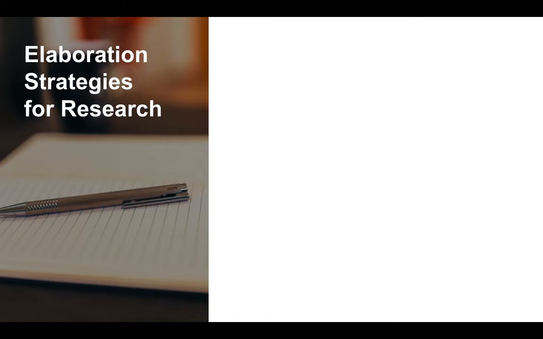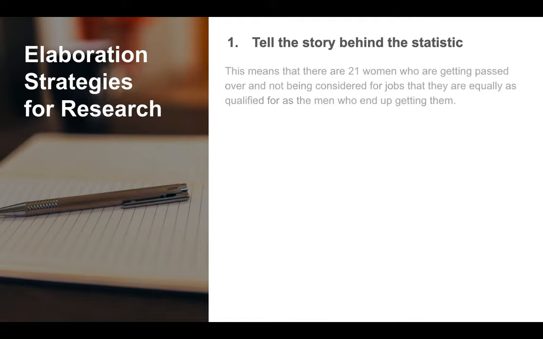After that, we have to talk about some elaboration strategies. So I want to give you some tricks that you can use to help elaborate on your evidence and explain how it's important, why it's important, help your reader understand it. The first thing you can do is tell the story behind the statistic. Here's what I mean. My statistic was about the number of men and women being promoted. This one, I say, this means that there are 21 women who are getting passed over and not being considered for jobs that they are equally as qualified for as the men who ended up getting them.